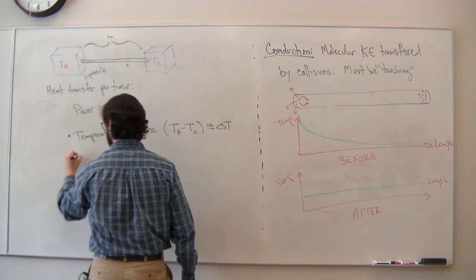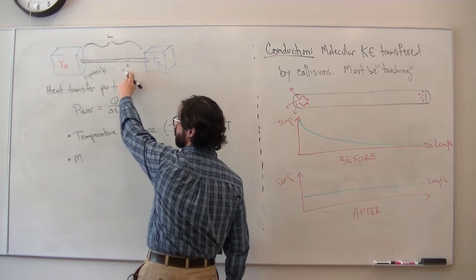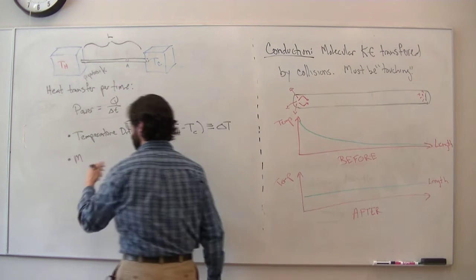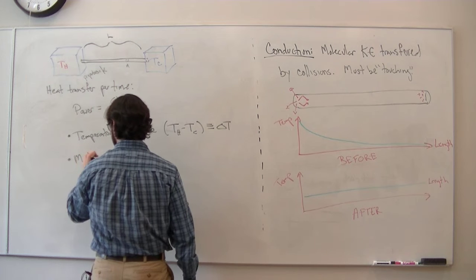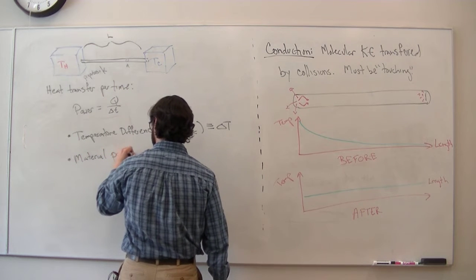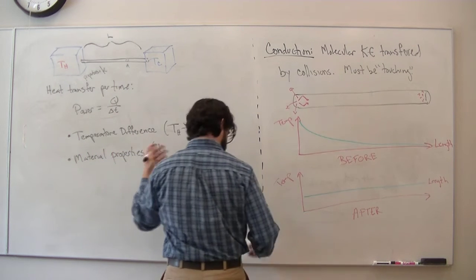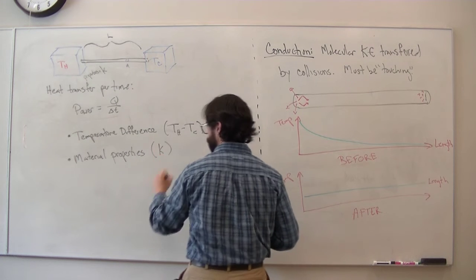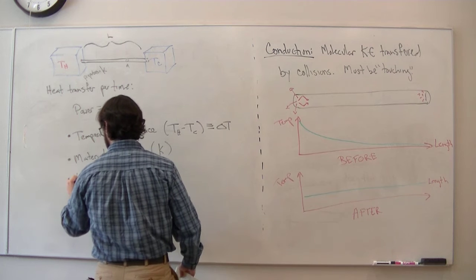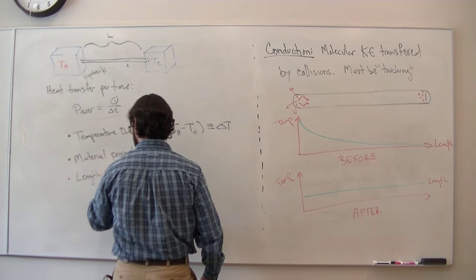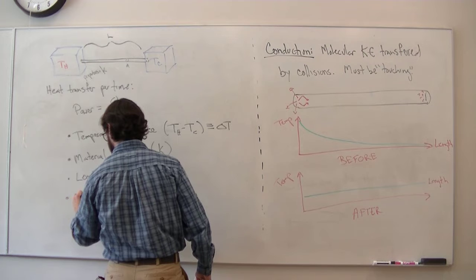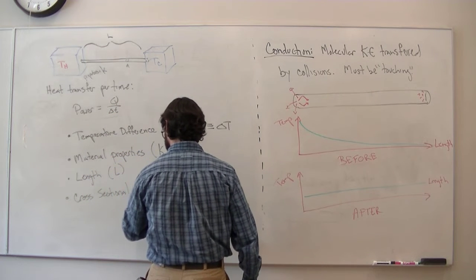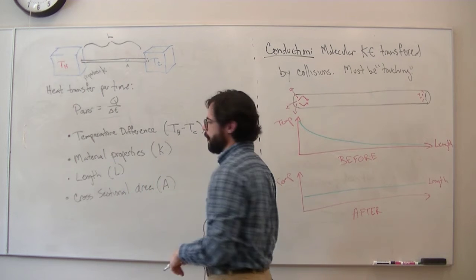So we have material properties itself, like if this is a metal, it's going to be really good at conducting heat. If this is Pyrex glass or styrofoam, it's going to be terrible. So material properties are important. And that's denoted by this lowercase k. Again, I apologize. What else could be important? The length and the cross-sectional area. And we'll call that capital A.